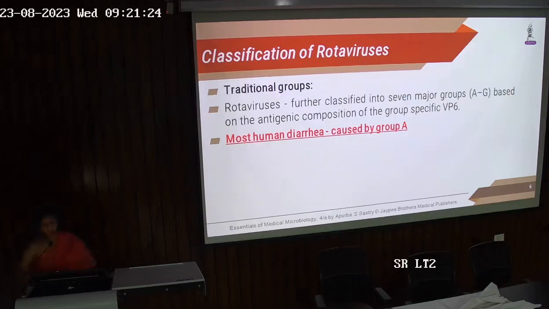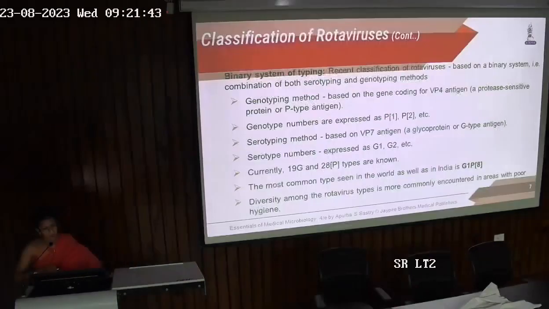So traditionally there are several major types and the most common cause is type A. It's group A. It is important to know because in HIV, the question would be like, which is the most common HIV found in India? So there, team A, it's not A. Everywhere the answer is not A. You have to remember this. It's a tricky question. So group A for rotavirus.